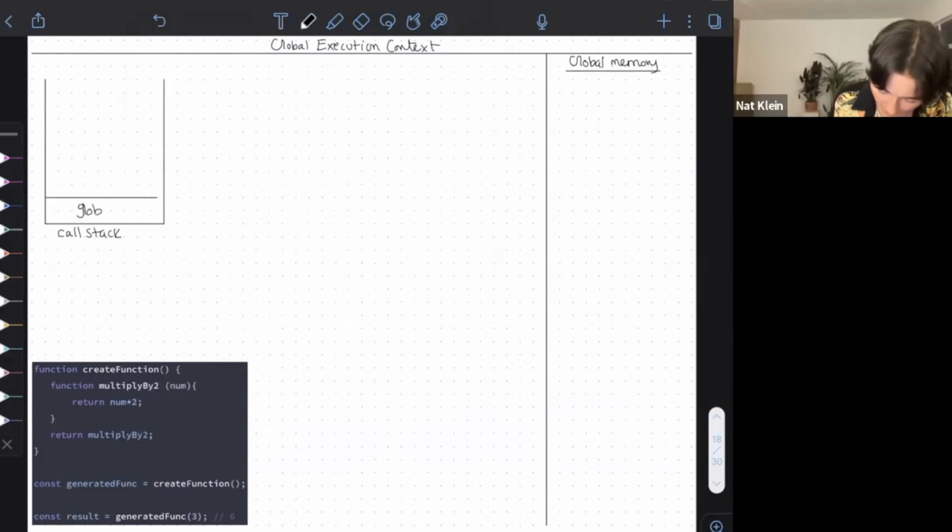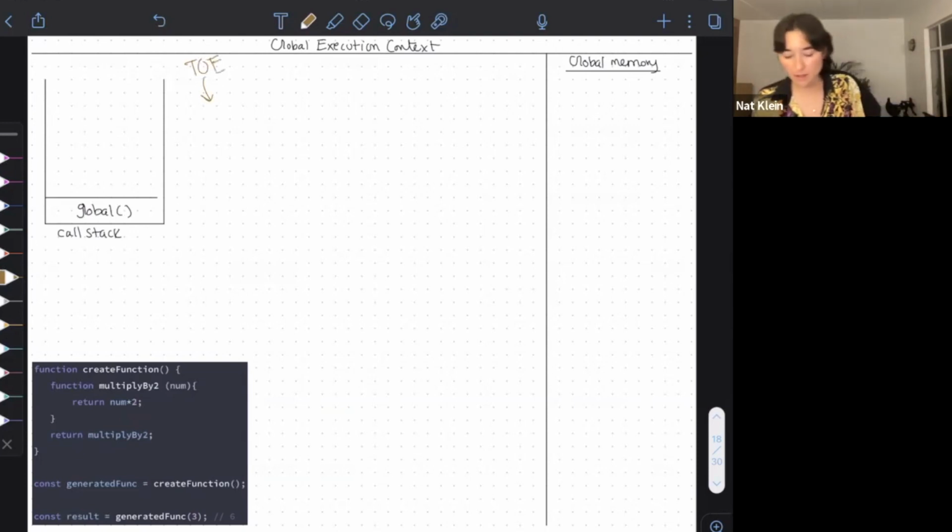Amazing. Did not even have to ask you. Global, there it is. We always start with it at the bottom. And then we also have our beloved toe over here running through our code line by line. Awesome. Will I get these line numbers written?